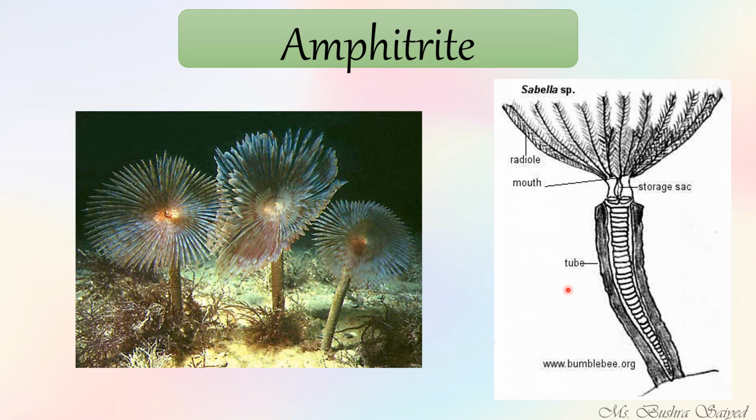So this is how it looks like a tree. It needs an attachment to grow. So here is its attachment, the tube, the mouth region. Okay, so it looks like the feathers of a bird. Usually this is also known as a peacock crown animal. So this is Amphitrite. So these are the three examples in our syllabus belonging to this particular class.